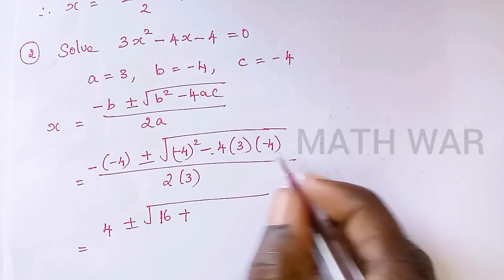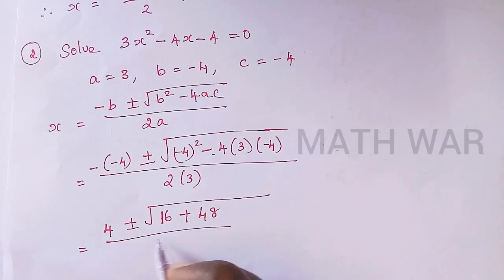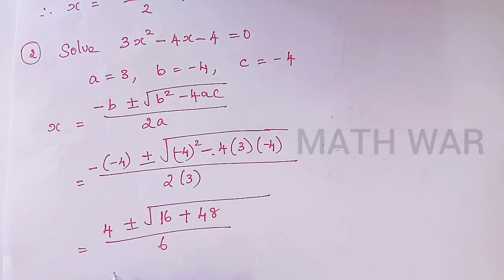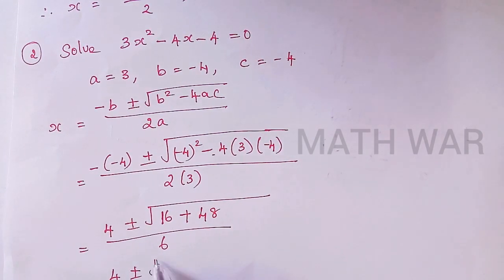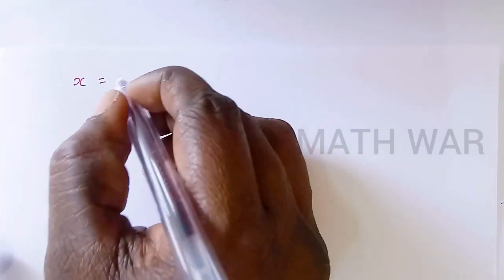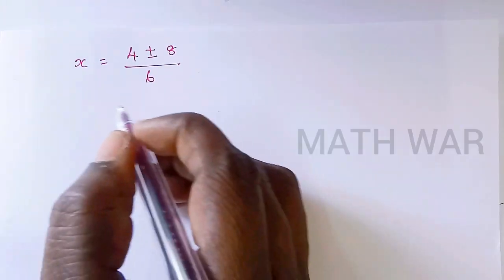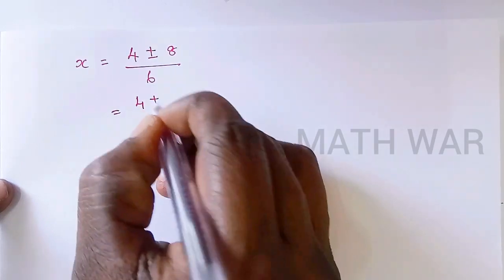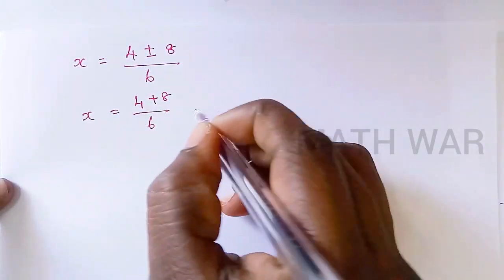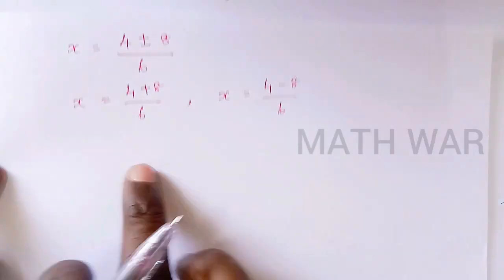4 3s are 12, 12 4s are 48 divided by 6, that is equal to 4 plus or minus square root of 16 plus 48 is nothing but 64 divided by 6. That is x is equal to 4 plus or minus square root of 64 value is 8 divided by 6, that is equal to 4 plus 8 by 6, one answer x value. Another answer is x is equal to 4 minus 8 by 6. Two solutions we will be getting.